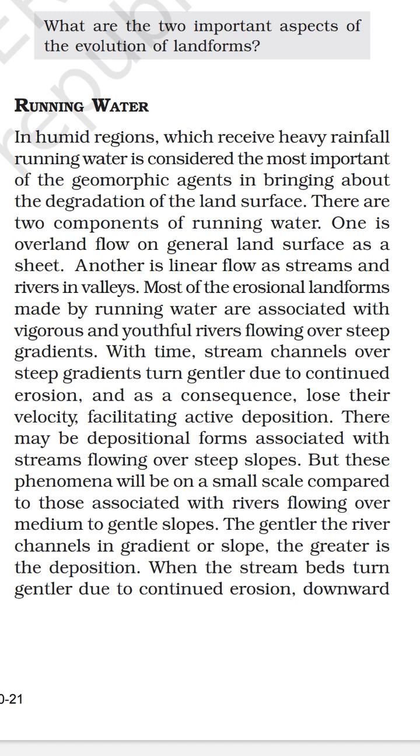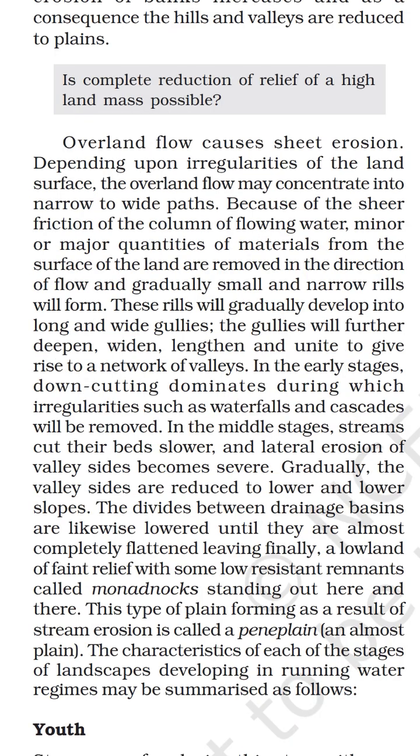Let's break down the concept of running water as a geomorphic agent step by step in the simplest way possible. What is running water? Running water is water that flows over the land surface. It can be in the form of 1. Overland flow, water flowing as a sheet over large areas. 2. Stream flow, water flowing in a specific path like rivers or streams.